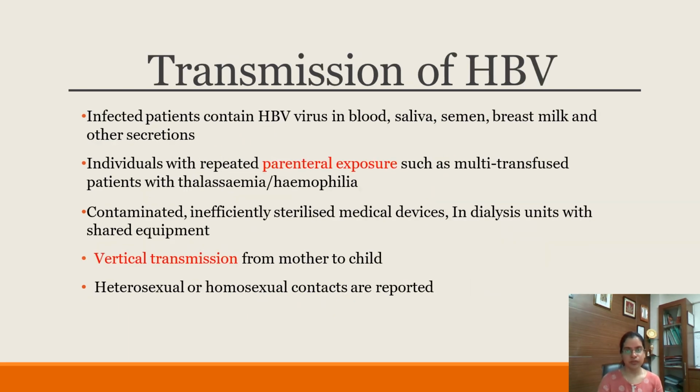Now, transmission of hepatitis B, how it is transmitted. Infected patients contain the HBV virus in blood, saliva, semen, breast milk and other secretions. It is seen in individuals with repeated parenteral exposure, such as multi-transfused patients like thalassemia and hemophilia, and through contaminated, inefficiently sterilized medical devices, like in dialysis units with shared equipment. It can be transmitted through vertical transmission from mother to child, and in heterosexual or homosexual contacts it is reported.